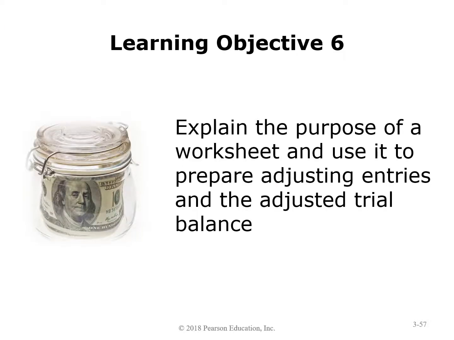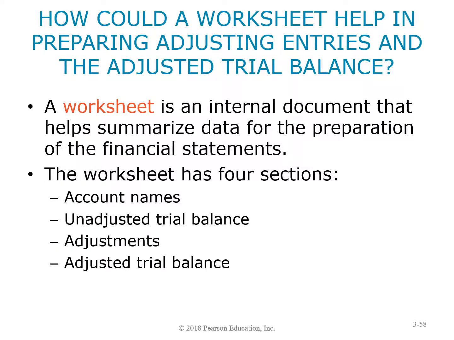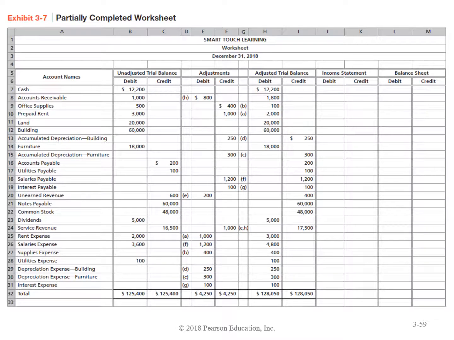All right, so let's look at this worksheet. The worksheet is a tool that helps accountants. So it has a list of your account names and it's still in the same order. So you have your assets and then you have your liabilities. And then you have your owner's equity, your revenues, your expenses. Okay, so they're still listed in the trial balance format.